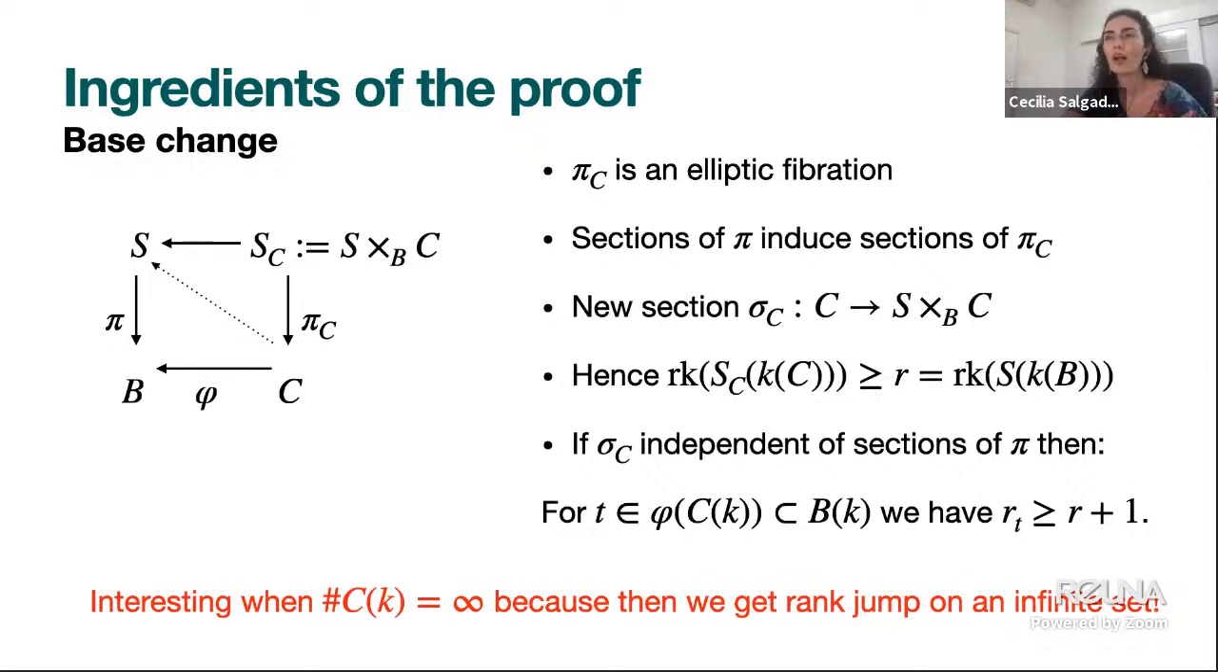So C has to be either an elliptic curve with positive rank or a rational curve, right, with a K-point on it. So that's what we need. Once we find this C and make sure that C satisfies the last dot that you see here, namely that C is not dependent on the sections of pi, we are game. We have won and we jumped the rank if the curve C has infinitely many rational points. So that's our task for the last 10 minutes.